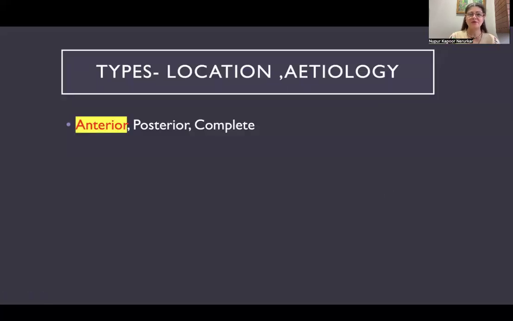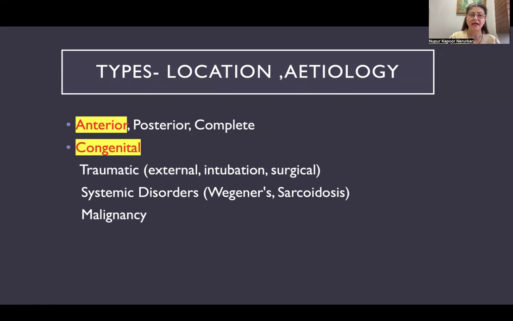So my focus is going to be on the anterior glottic web, though we know that glottic webs could also be posterior or sometimes even complete. So this would be a classification based on location. However, one can also have a classification based on the etiology of the web, and they could be congenital. That would be the primary focus of my talk, the anterior congenital webs.